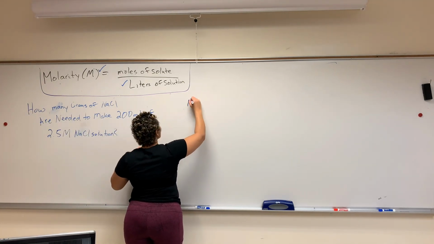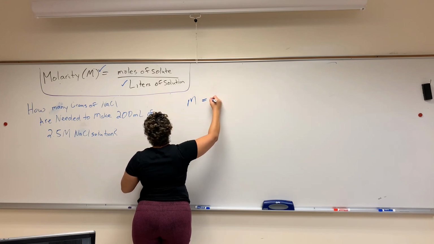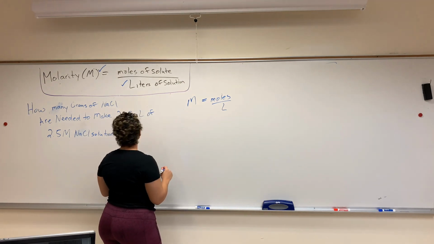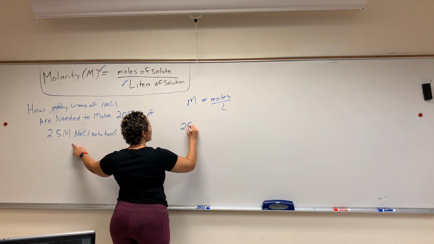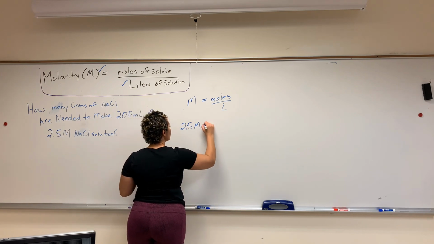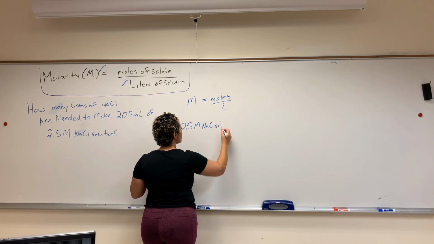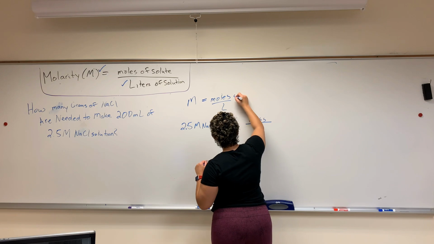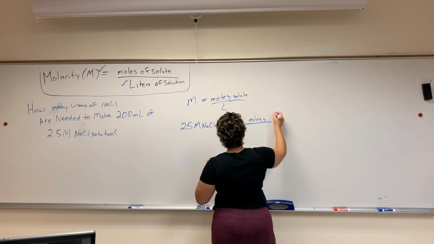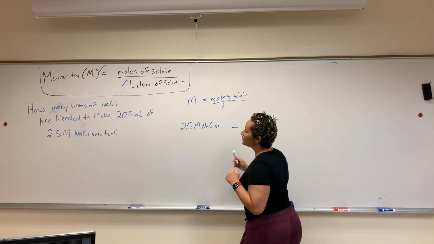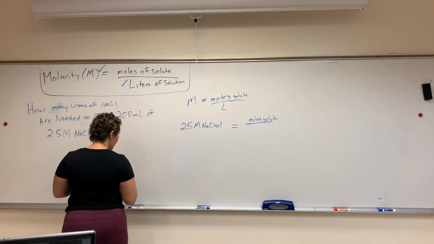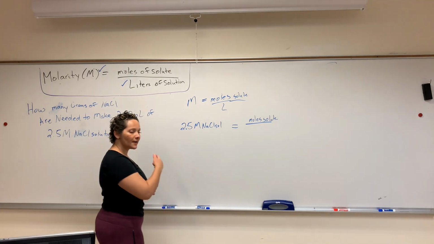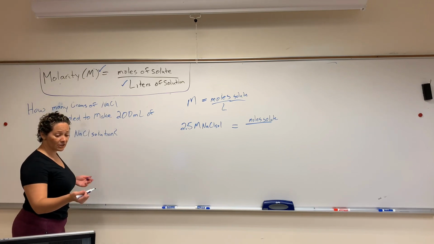So, molarity equals moles per liter. I just shortened it up. 2.5 molarity of sodium chloride solution equals, we don't know how many moles of solute. I still need to write solute. We don't know how many moles of solute, but we do know how many liters. This is 200 milliliters. If you're confident to just do it like that at this point, that's fine. But I'm still going to teach you how to do it.